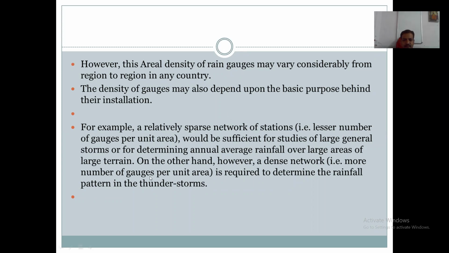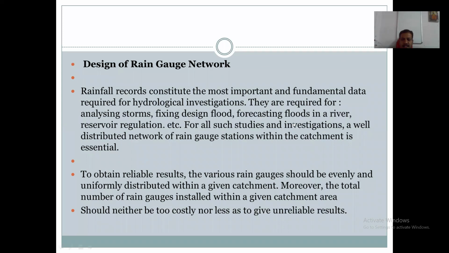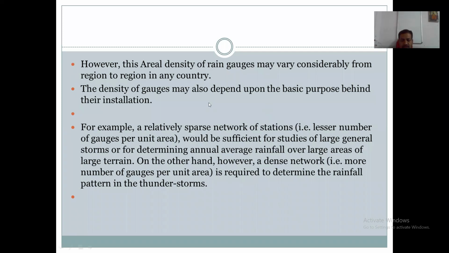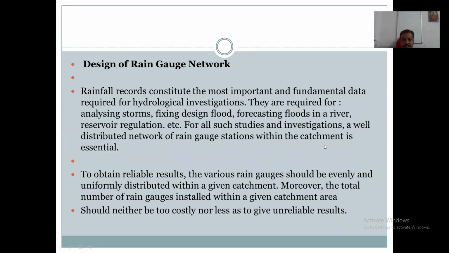So it depends upon which data is required. Suppose rain gauge stations are required to be installed for analyzing the storms. In that case, you should know how many rain gauge stations have to be installed. Or you can install them for other purposes also, for fixing the design flood or for forecasting the floods in the river.